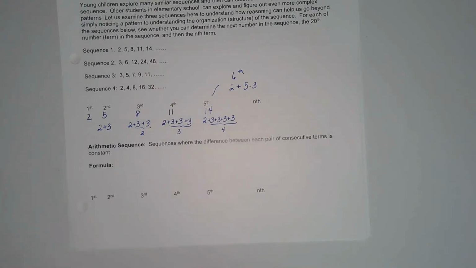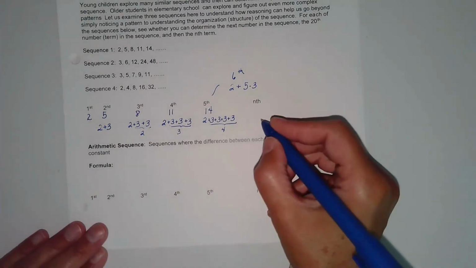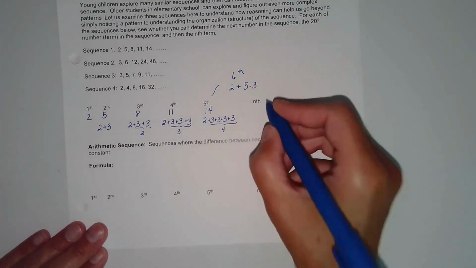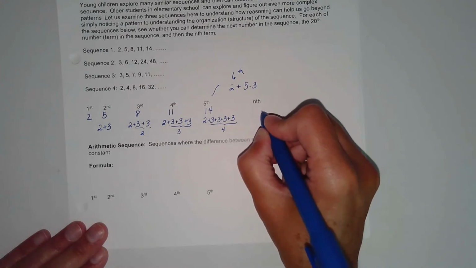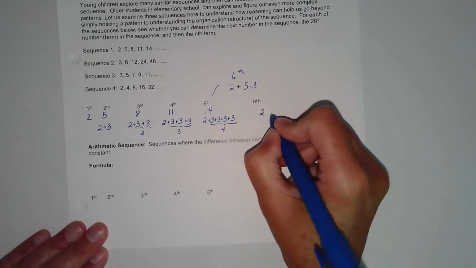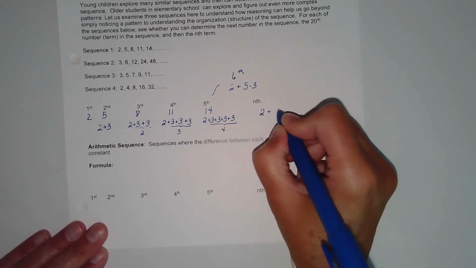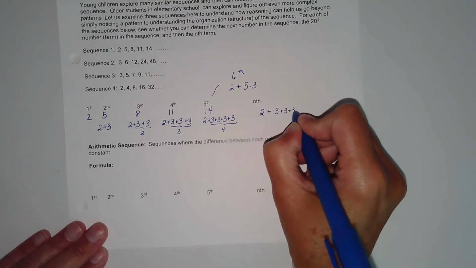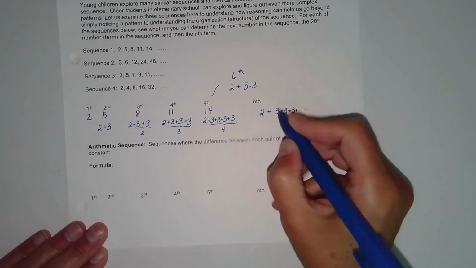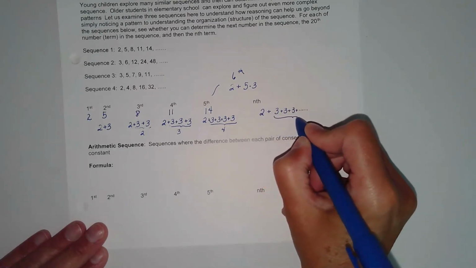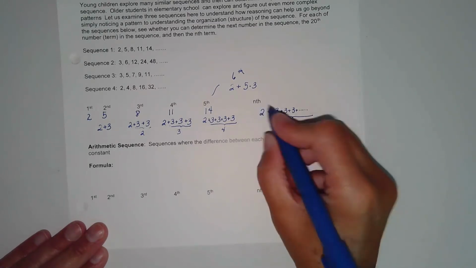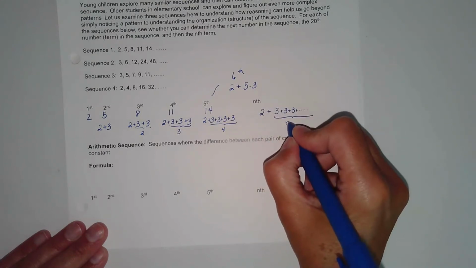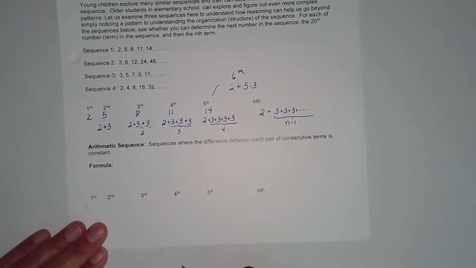So the book gives you this formula, but now I'm hoping that you're going to see how it's generated. So for the nth term, you're going to start off with a 2, and then you're going to add a whole bunch of 3's. And the number of 3's you're going to add is 1 less than n. So n minus 1 number of 3's.